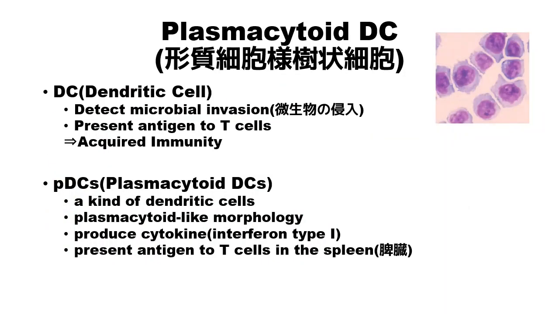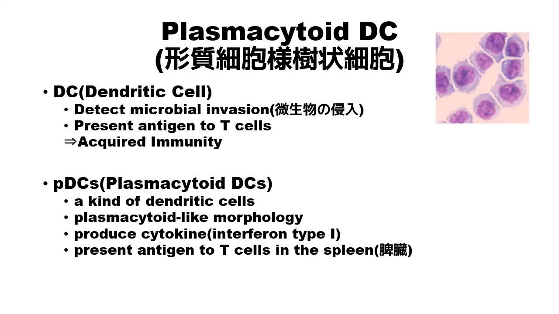Next, we will talk about plasmacytoid dendritic cells, which resemble plasma cells. Dendritic cells detect microbial invasion and present a portion of the microbial protein to T cells. Thus, dendritic cells are the trigger for acquired immunity.